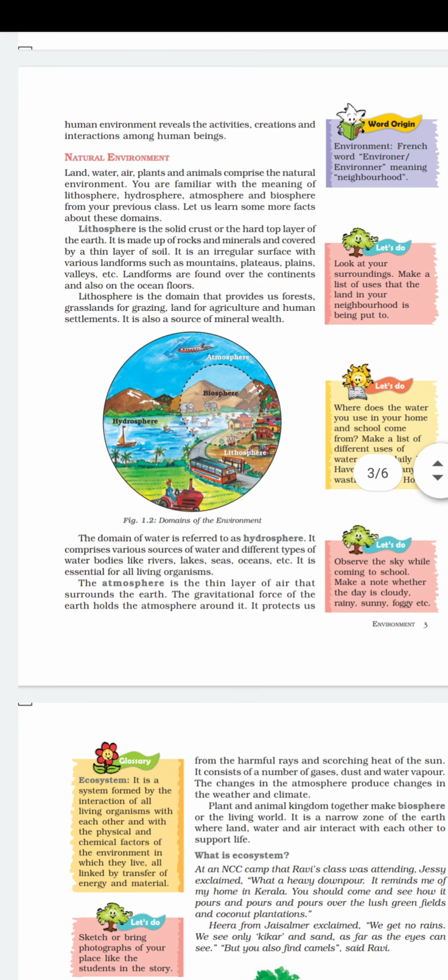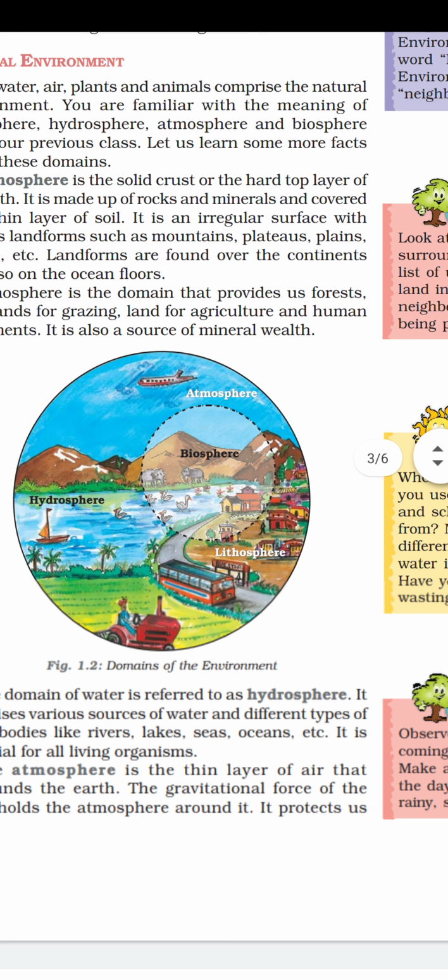Now let's come to the third page, children. Human environment reveals the activities, creations and interactions among human beings. We do some activities every day. We create something, and we interact with nature and do something. Let's talk about the environment.